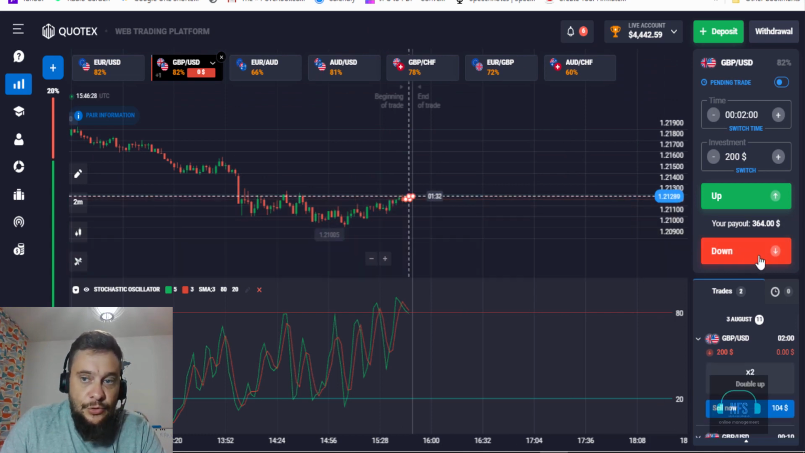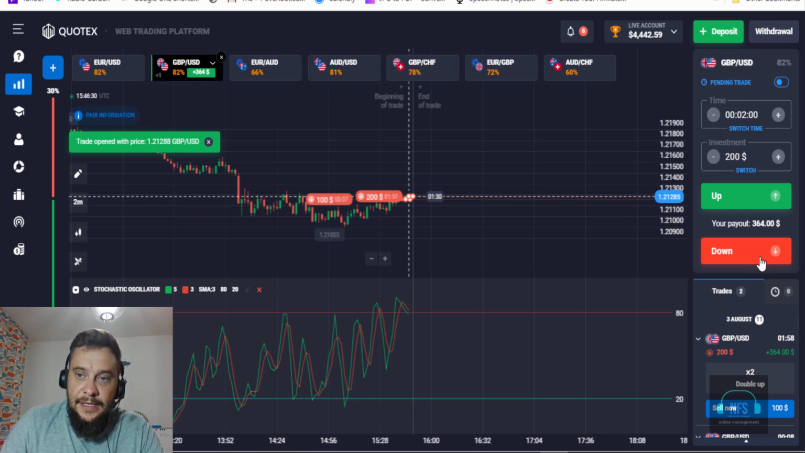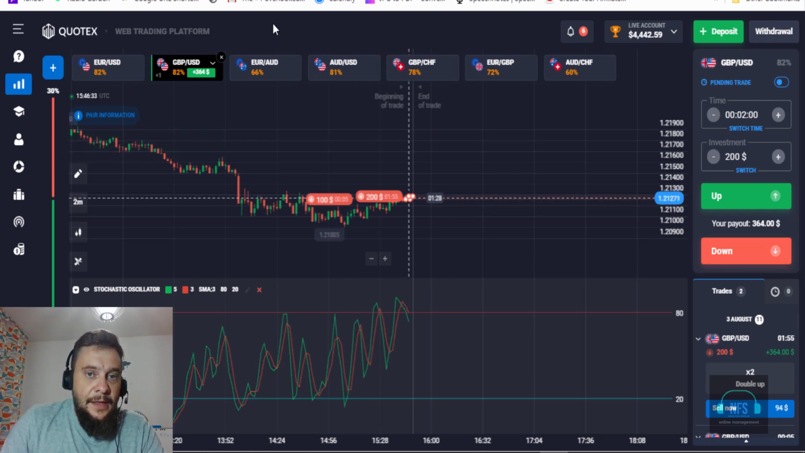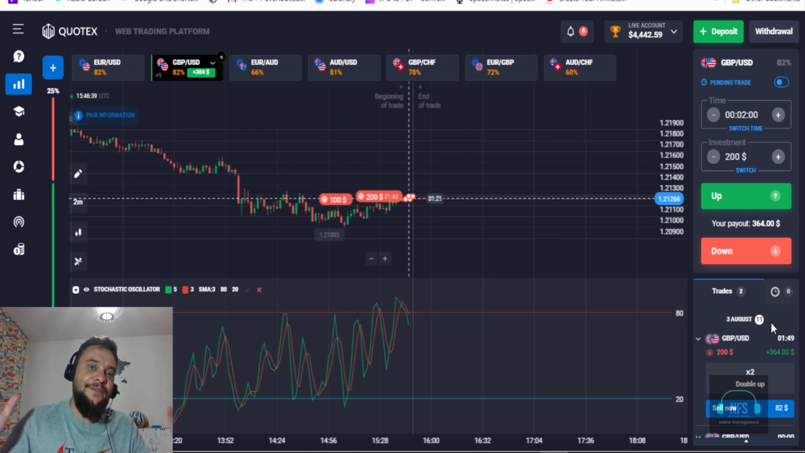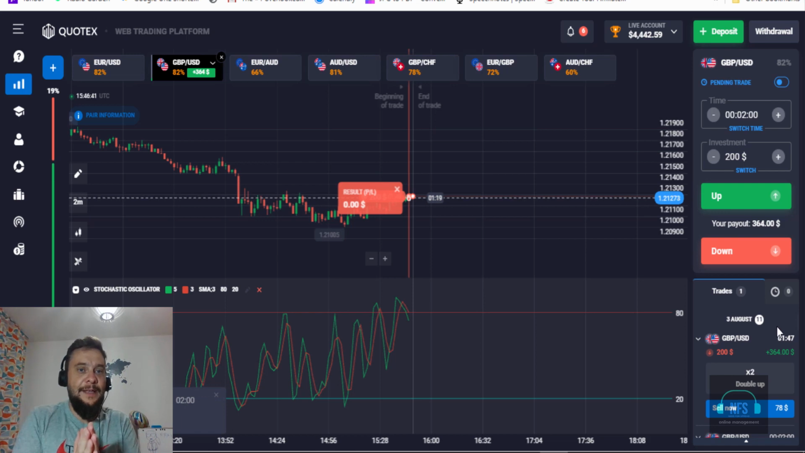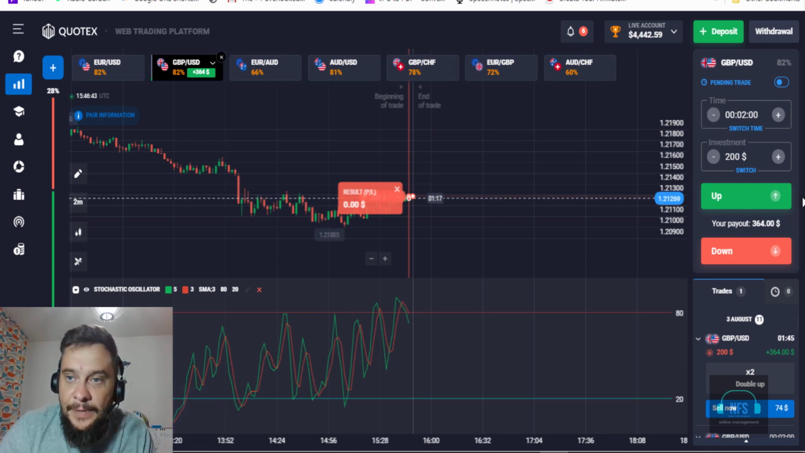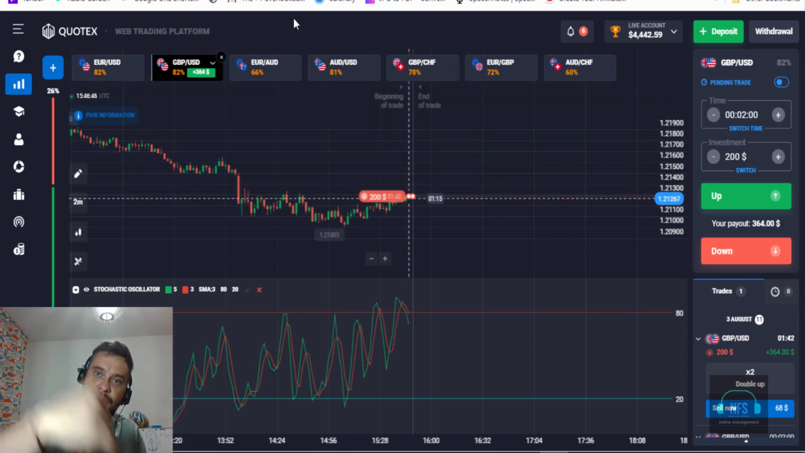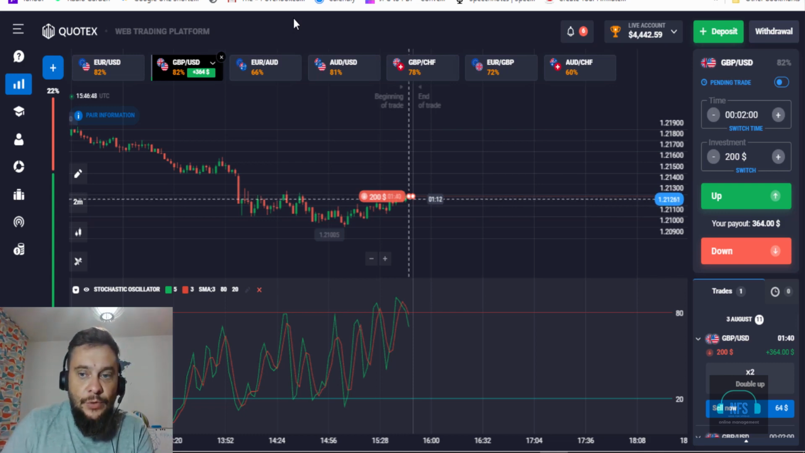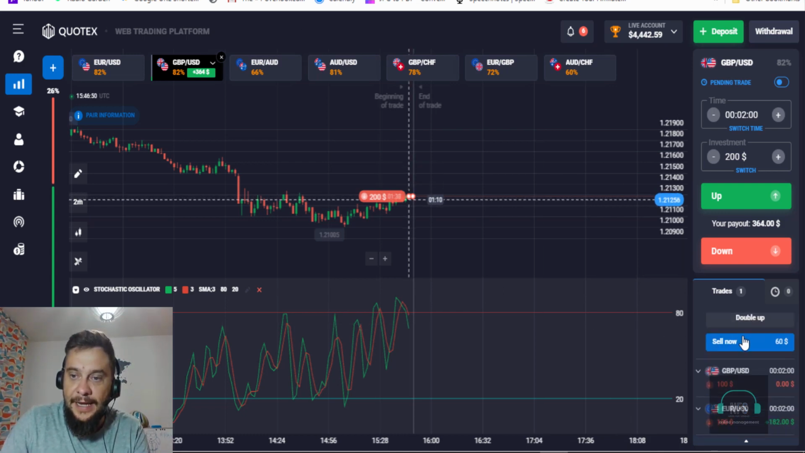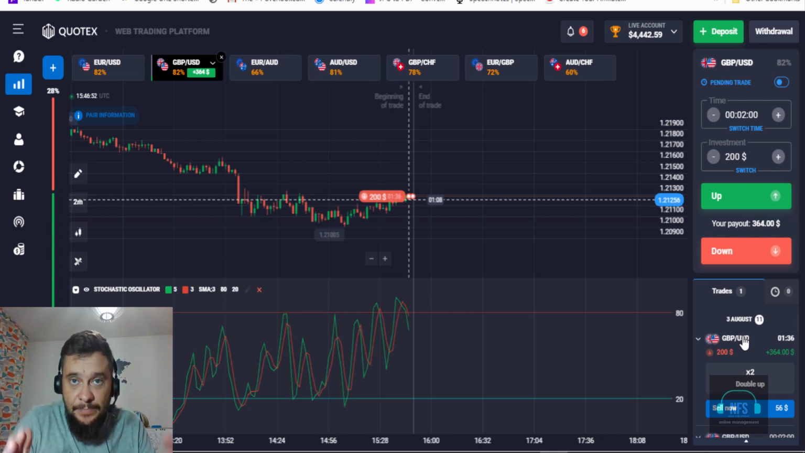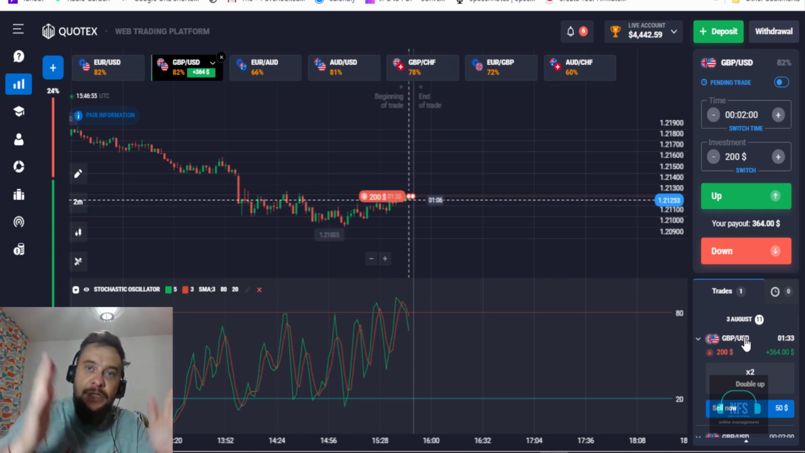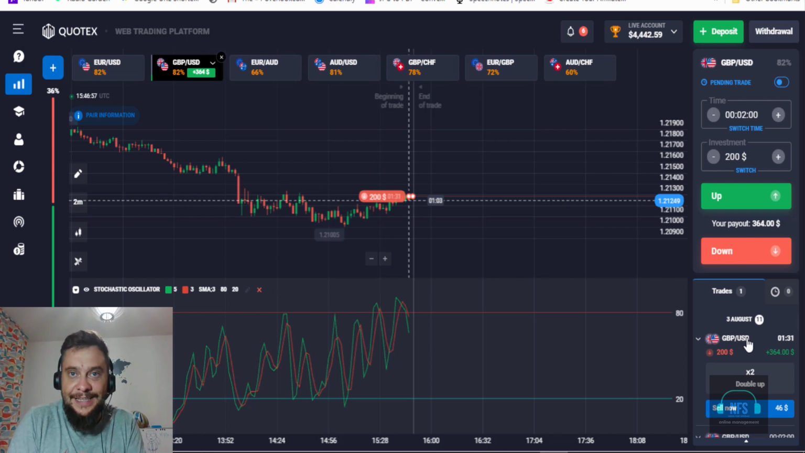So let's place a $200 trade here. It's going down, so the first one will be in the money. Let's see. Yes, it will be in the money, the first one also. No, out of the money, but we double up and we will recover the losing trades if this one will be in the money. So that's how simple it is to trade binary options using the stochastic oscillator and martingale system.